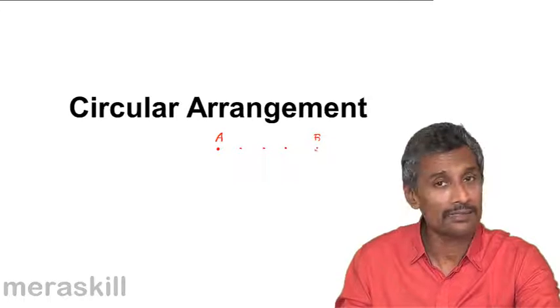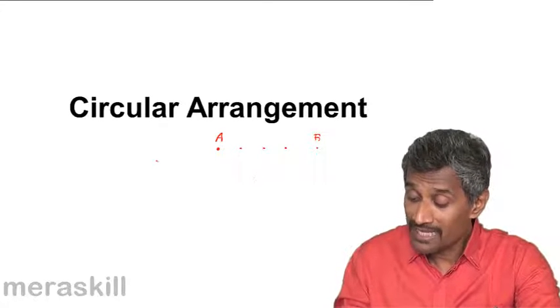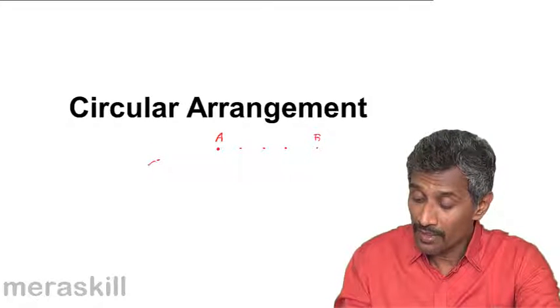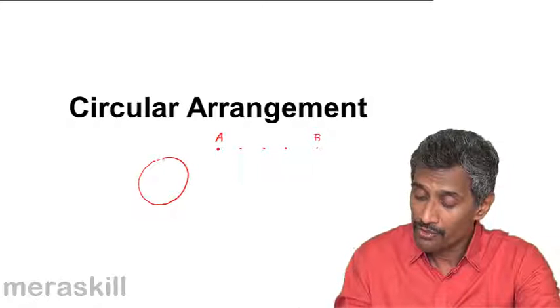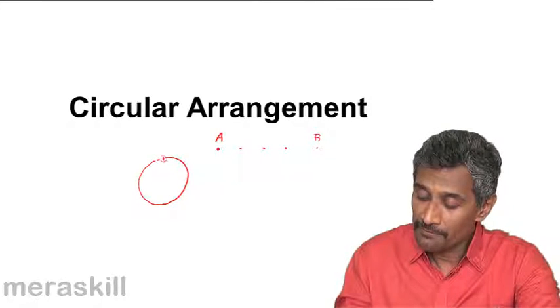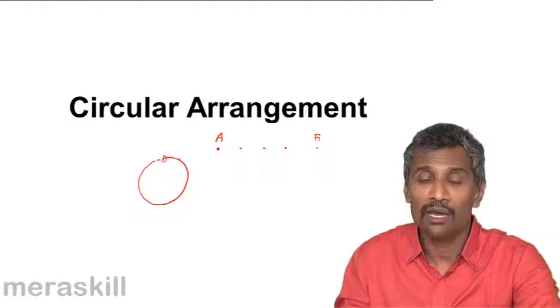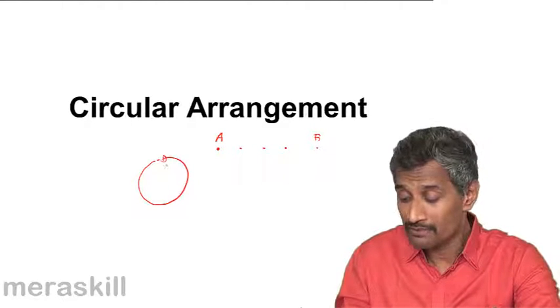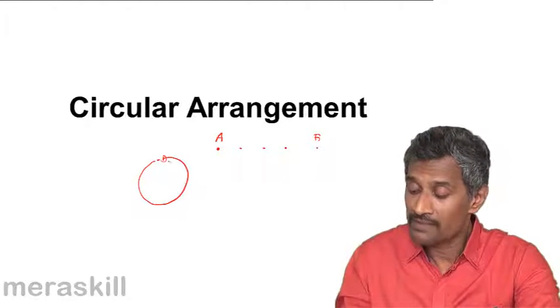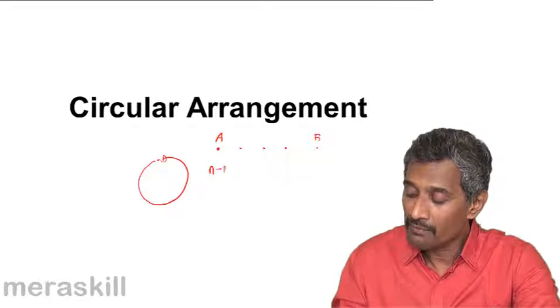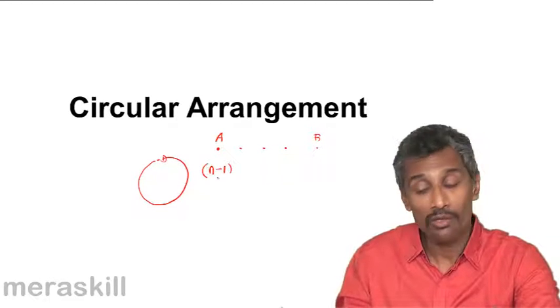So, A, you have B. So, first one is the last. Now, when the same thing is arranged this way, you will find that the first one and the last one are one and the same. So, ultimately, the number of arrangements will always be n minus 1. Always it's going to be.